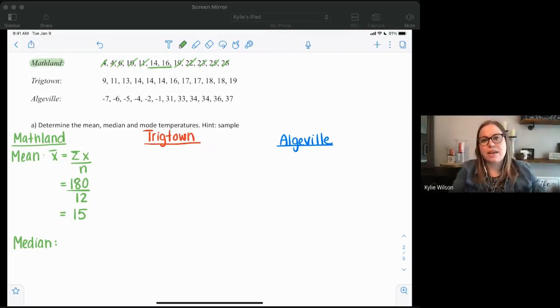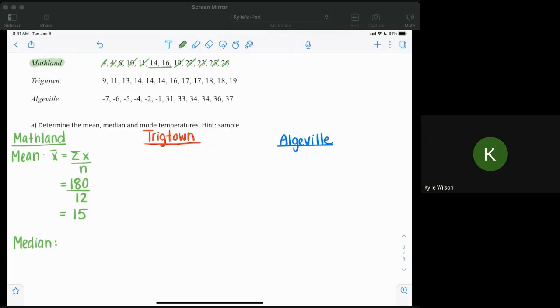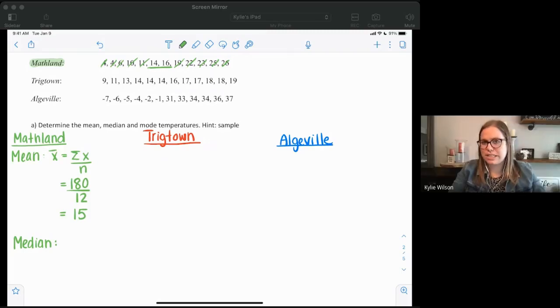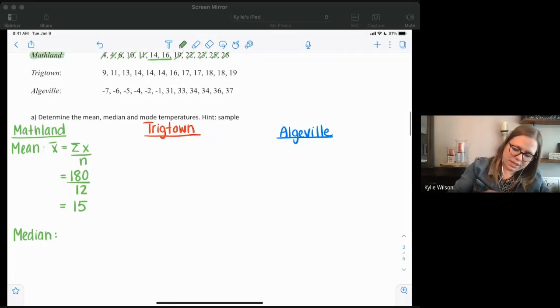Now, because I have an even number of data points, I don't just end up with one number in the middle, which means I need to figure out what number is right in between 14 and 16. Here it's pretty clear that it's 15, but let's say it wasn't clear. We had a much bigger gap in between the numbers. What I could do is take my 2 numbers that are in the middle, add them, and divide by 2. So that will give us 15.